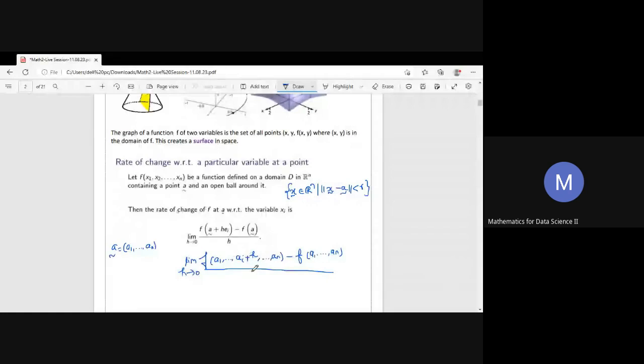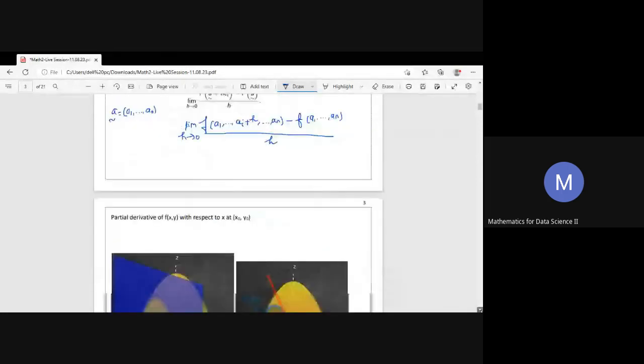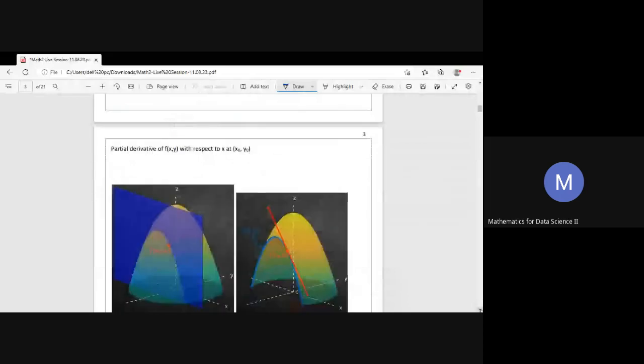Okay, so if you are in just R2, then if i is equal to 1, it refers to the derivative along the x-axis, and if i is equal to 2, it refers to the derivative along the y-axis, right? Okay. And we have given a geometrical explanation of the partial derivative of f of x comma y with respect to x at x naught, y naught.